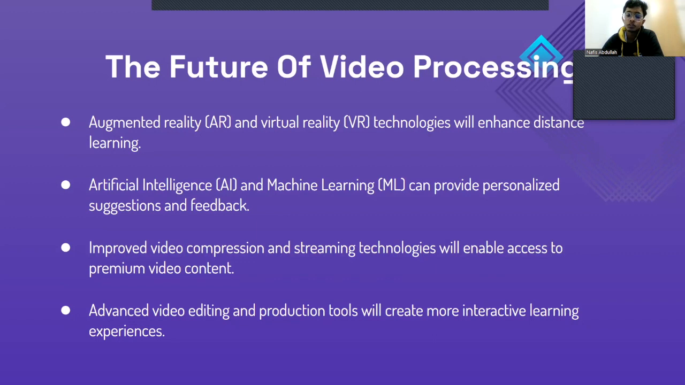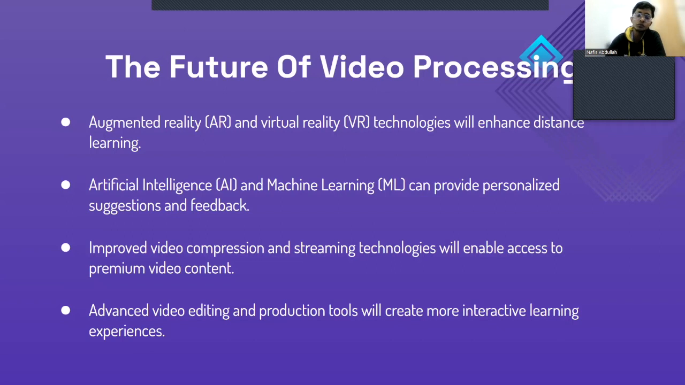For example, AI and ML will play a significant role in video processing by analyzing data and providing personalized suggestions, because AI and machine learning will be able to understand the individual learning preferences, their weaknesses and their strengths, and they can recommend specific video content that matches the learner's interests.